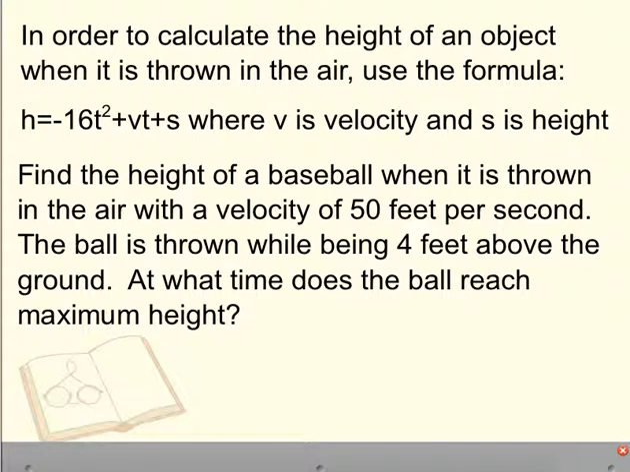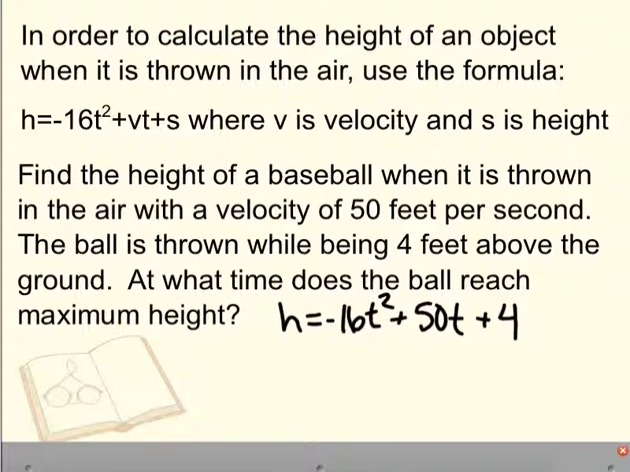All right, last part of this lesson here. In order to calculate the height of an object when it's thrown in the air, we use the formula h equals negative 16t squared plus vt plus s, where v is the velocity and s is the height. So find the height of a baseball when it's thrown in the air with a velocity of 50. So I'm going to start plugging this in. Our height is negative 16t squared plus 50t, and it's 4 feet above the ground, so that s is 4 feet above the ground.